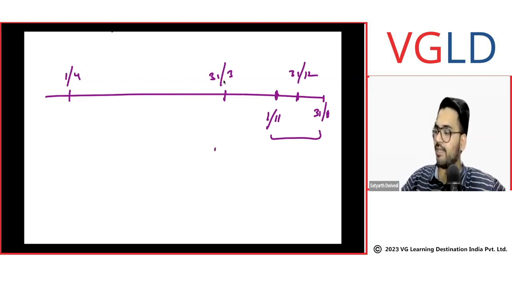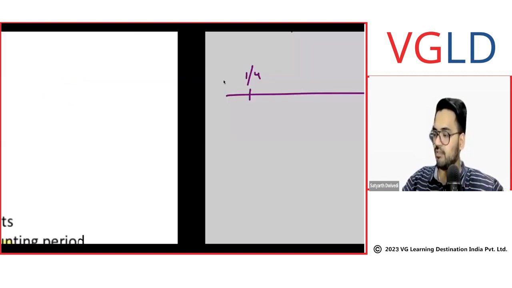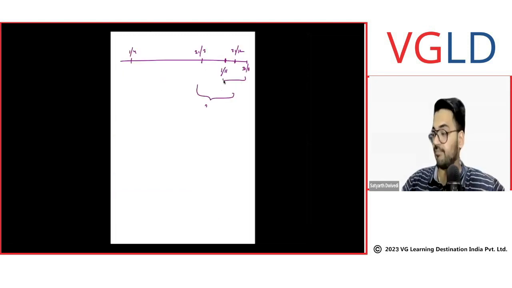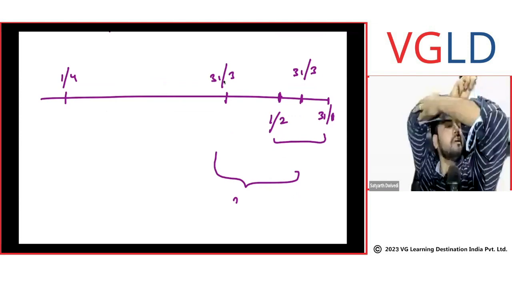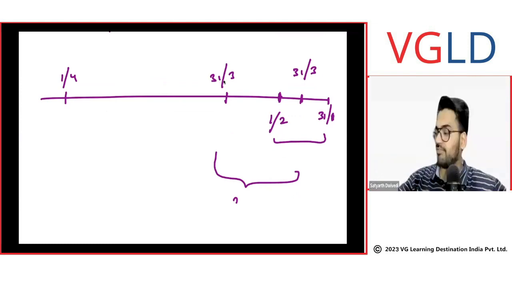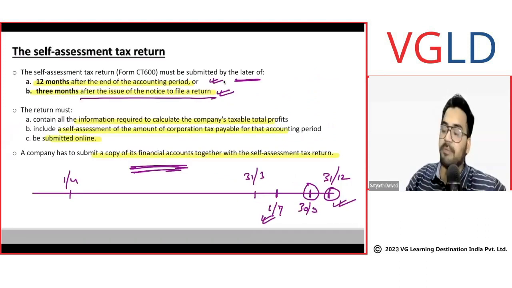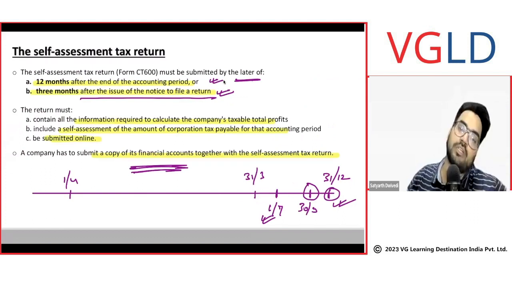So the normal due date is 12 months after the end of the period. What is 12 months? 31st of March. Suppose you get a notice on 1st of February. Then when do you need to submit? February, March, and April. So 30th of April, sorry, 30th. You have to submit by 30th of April. So it has to be the later of 12 months after the end of the accounting period, or if you receive the notice, then 3 months after the issue of the notice.